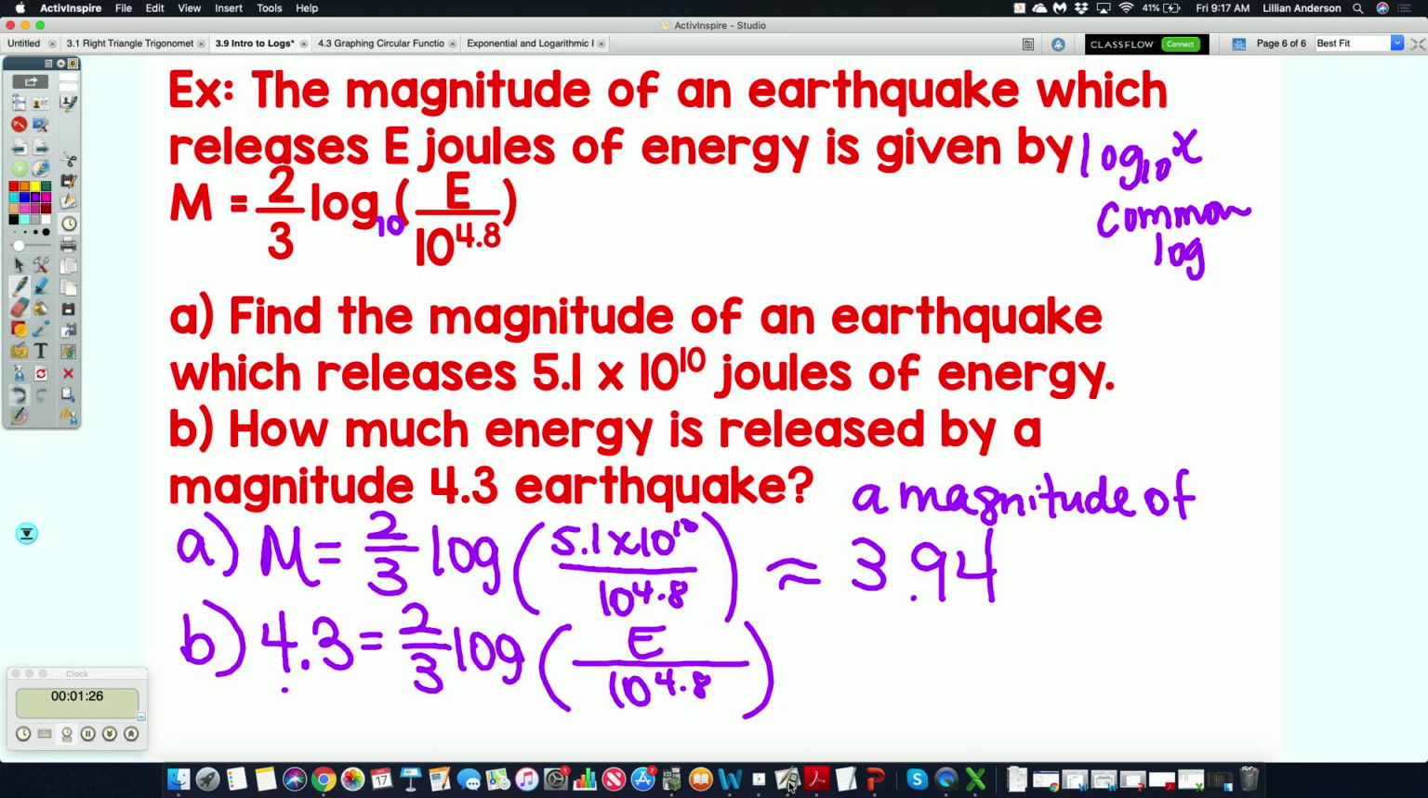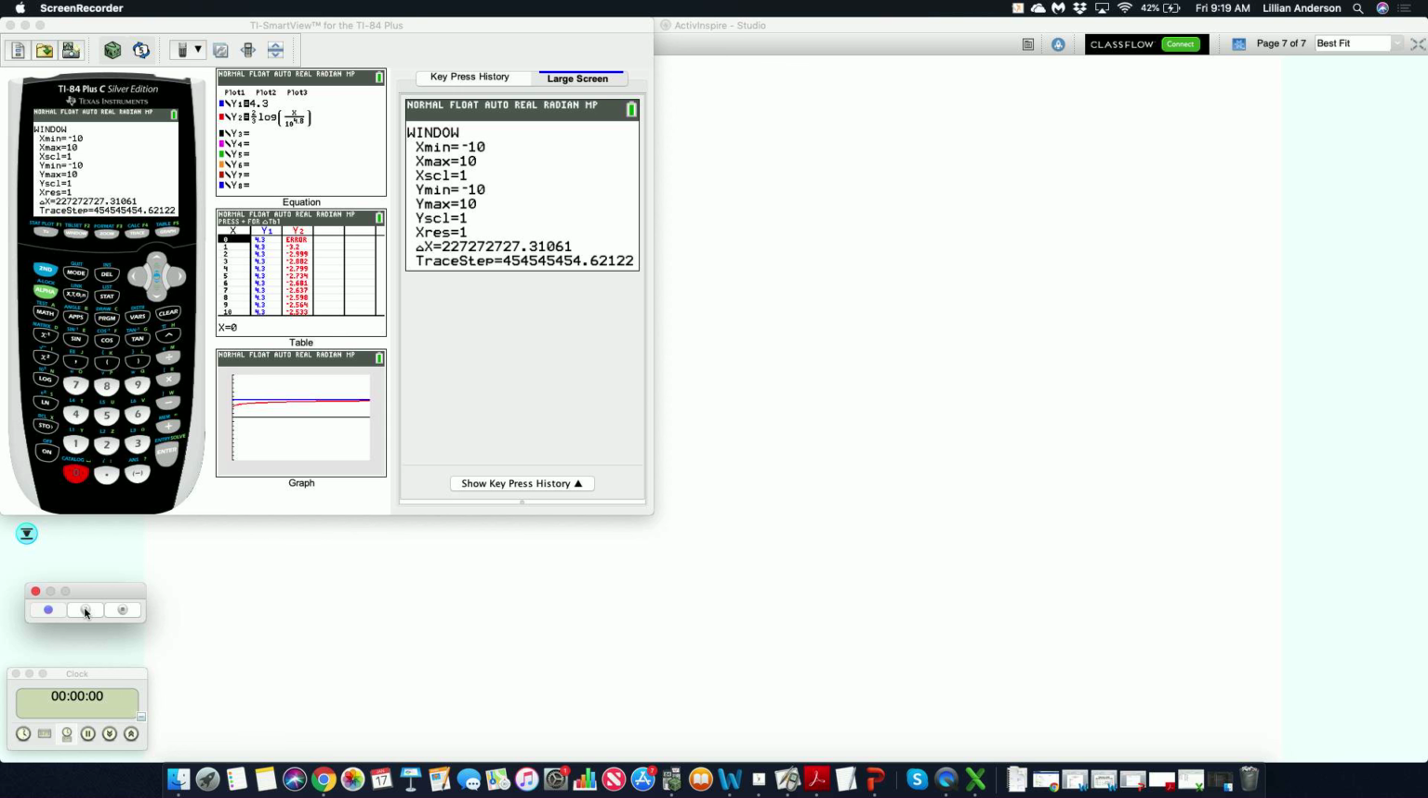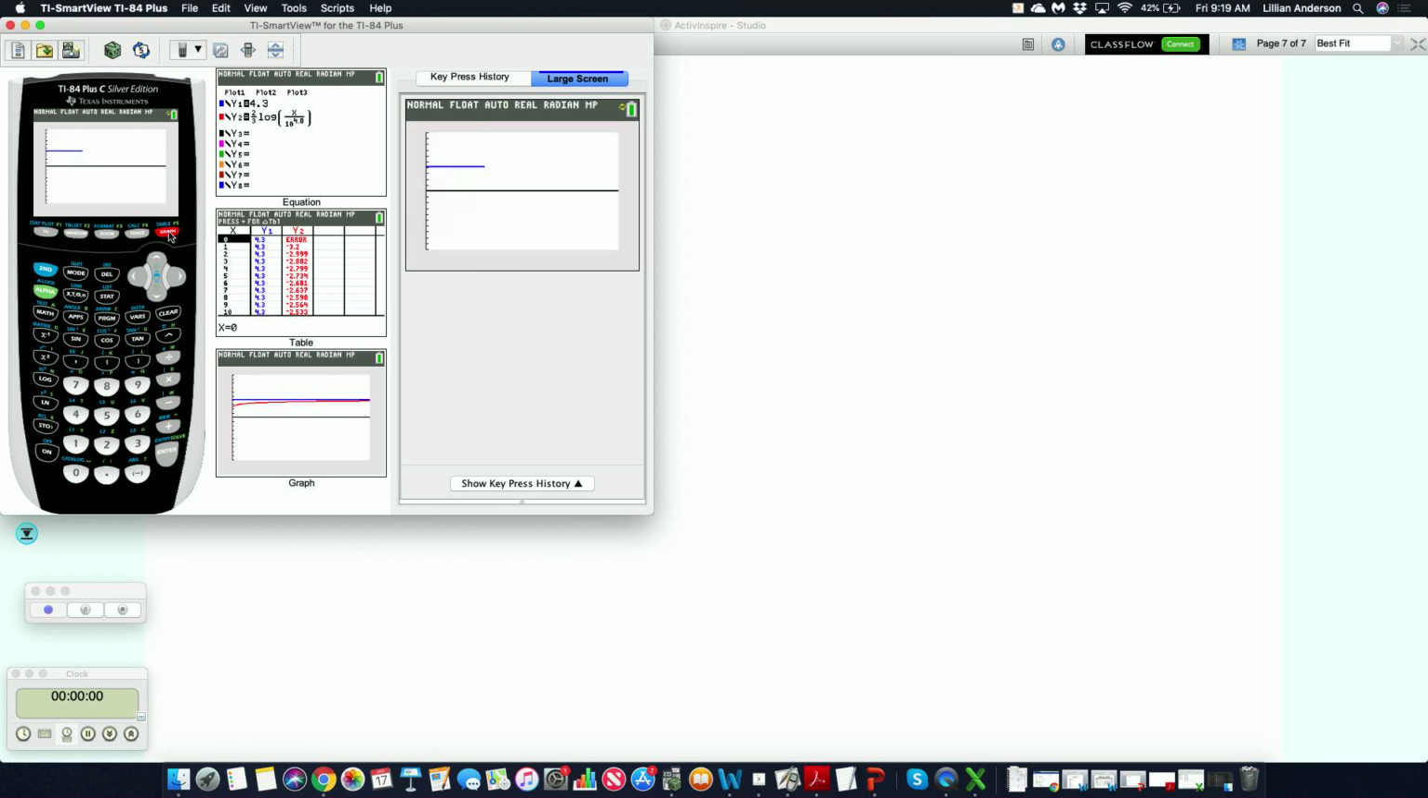And let's just do a little bit of analyzing here. At a magnitude of 3.94, we had 5.1 times 10 to the 10th power joules of energy. So that means we probably have to open this up pretty big, if the calculator even allows that. That was just for 3.94. We're trying to get to 4.3. So let's open this up pretty wide and see if it actually works. Let's do 10 times 10 to the 10th power, since we knew that 5 times 10 to the 10th power gave us 3.94 as a magnitude. So when I graph this, there's 4.3, and let's see if our curve intersects.